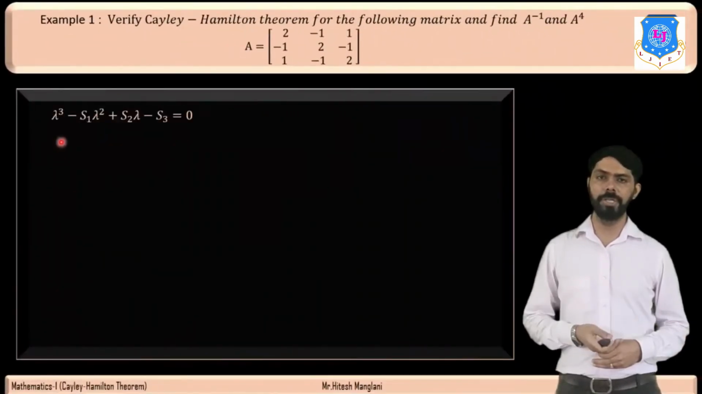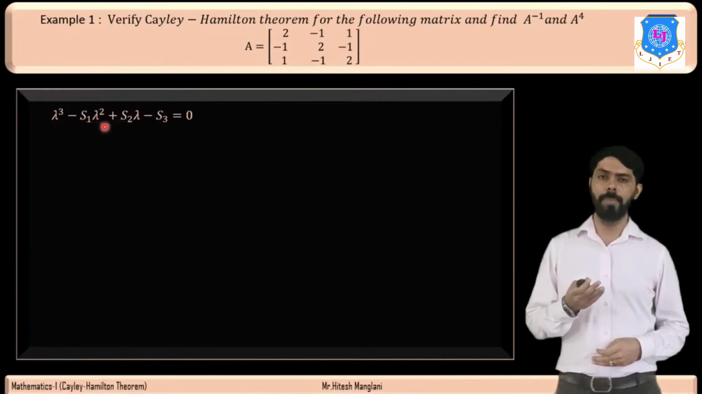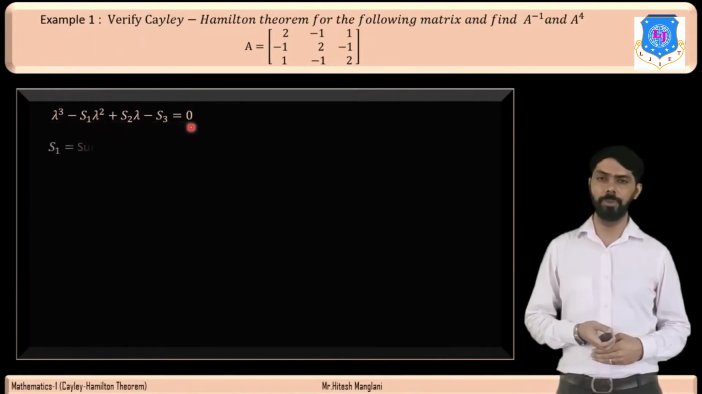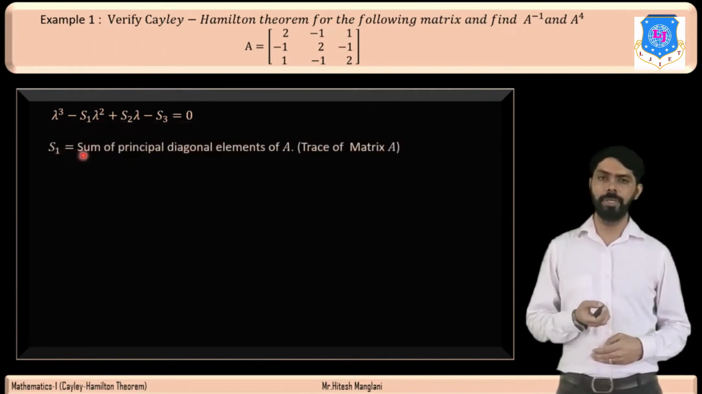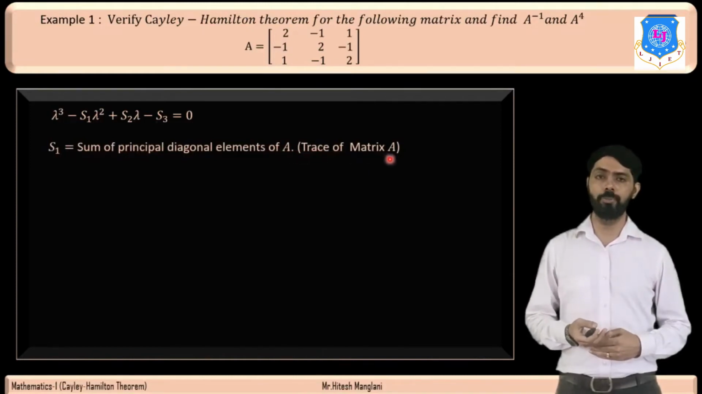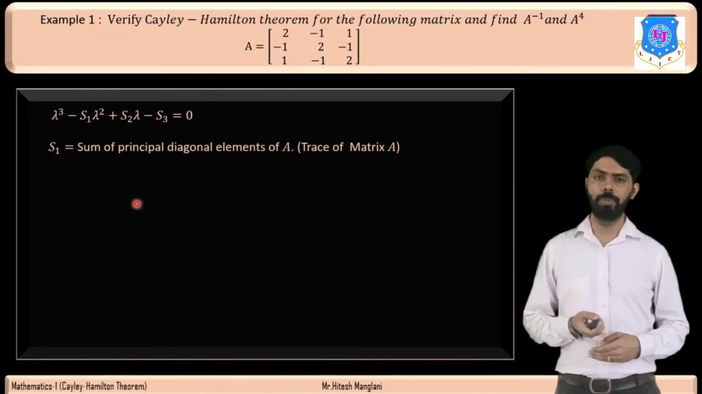Now the characteristic equation for a matrix of order 3 is given by lambda cube minus S1 lambda square plus S2 lambda minus S3 equal to 0, where S1 is equal to the sum of principal diagonal elements of A, which is also called the trace of matrix A. Here the sum of principal diagonal elements will be 2 plus 2 plus 2, so it will be 6. Therefore the value of S1 is 6.